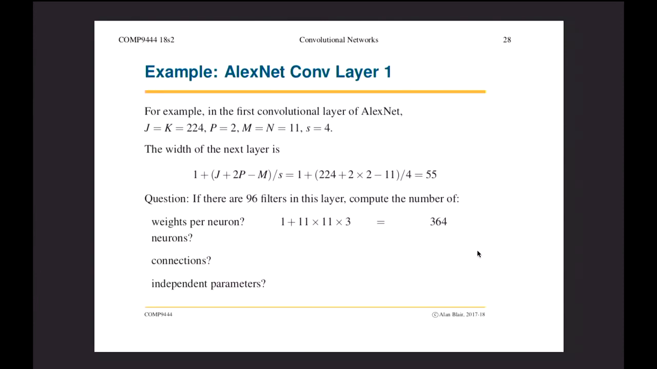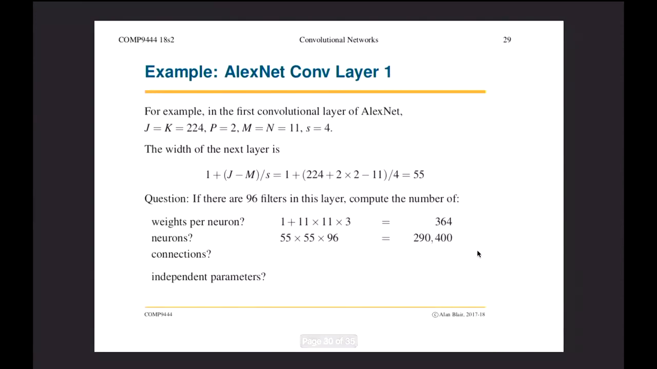Now, how many neurons are there? How many neurons are there in the first layer? Somebody tell me. Right, exactly. 55 times 55 times 96, right? So someone was asking why we need 96 layers. This guy had 96. Yeah, it seems a bit excessive, but that's what he had. So that's 290,400.